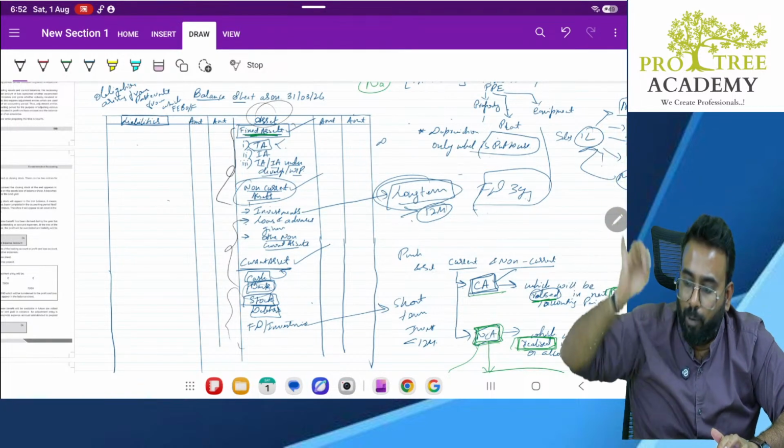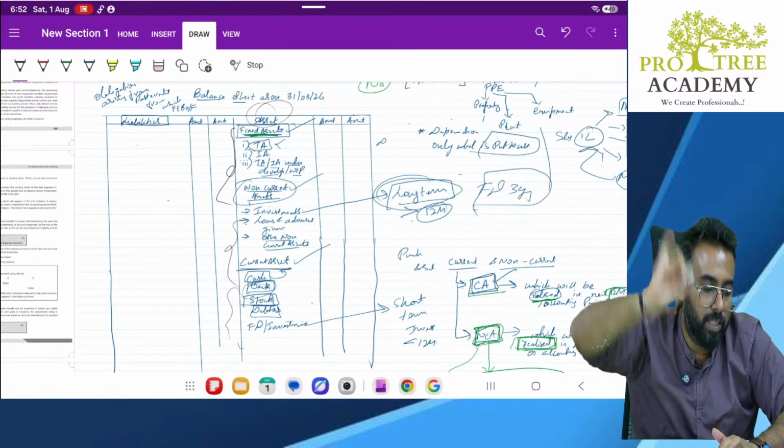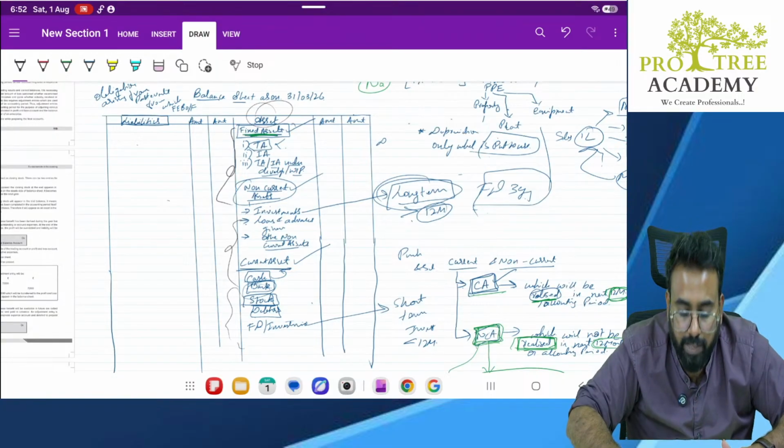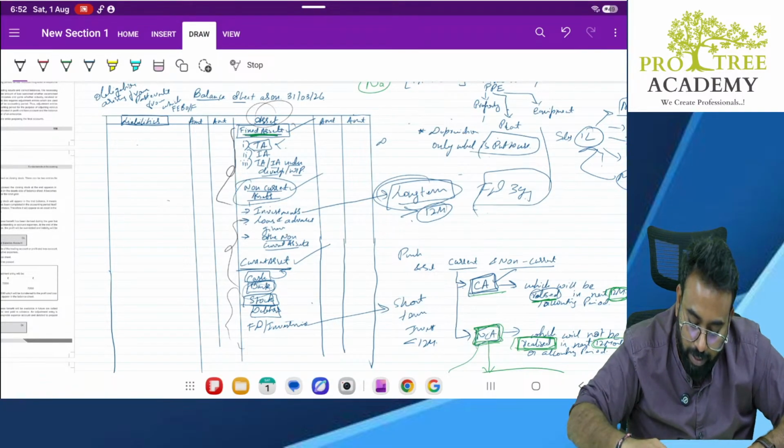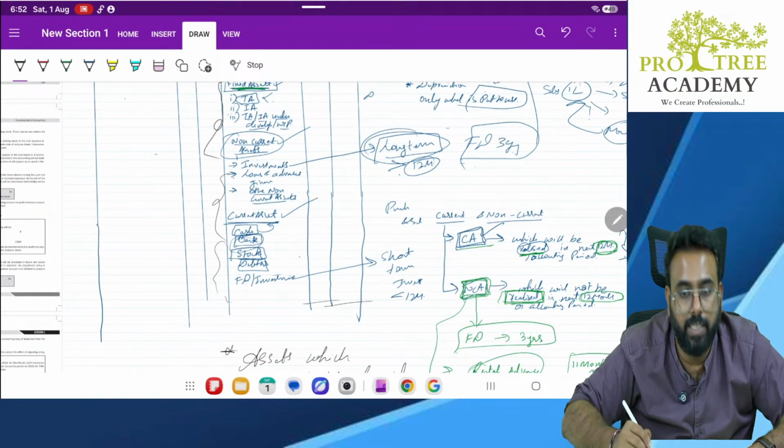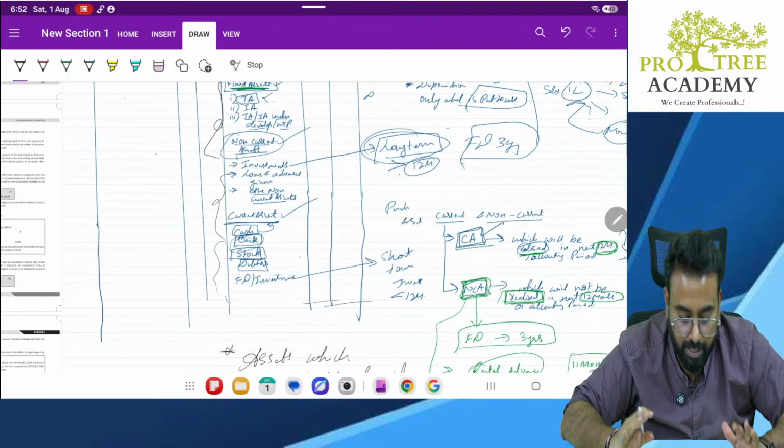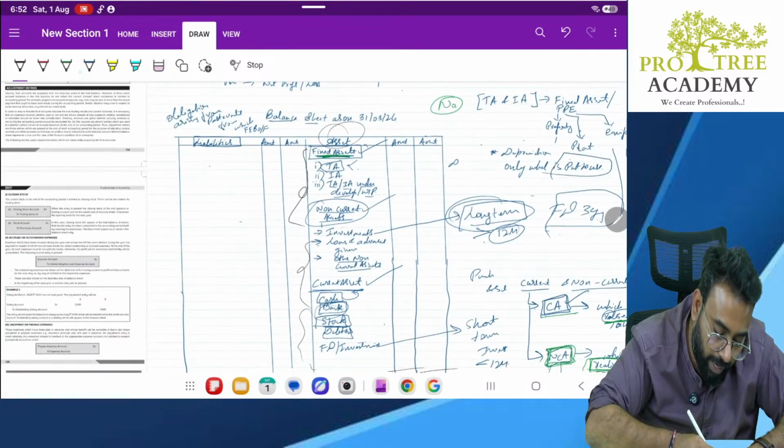Clear? So usually your asset side is represented by your liquidity. Higher the liquidity, bottom it comes. Lower the liquidity, it comes on the top. Is everybody understanding? Yes? Okay. So that is your asset side. That is your assets. Now let's come to liability.